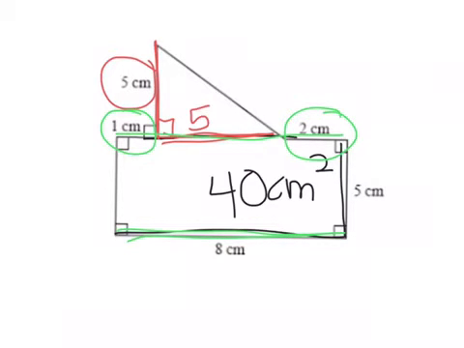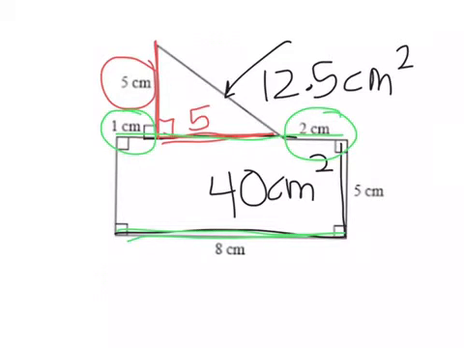So to find the area of this triangle, I would do 5 times 5, which I know is 25. And then, because I'm working with triangles, my final step is always going to be to divide it by 2. And then my answer there will be 12 and 5/10 centimeters squared. So my whole area of this complex shape will be 52 and 5/10 centimeters squared.